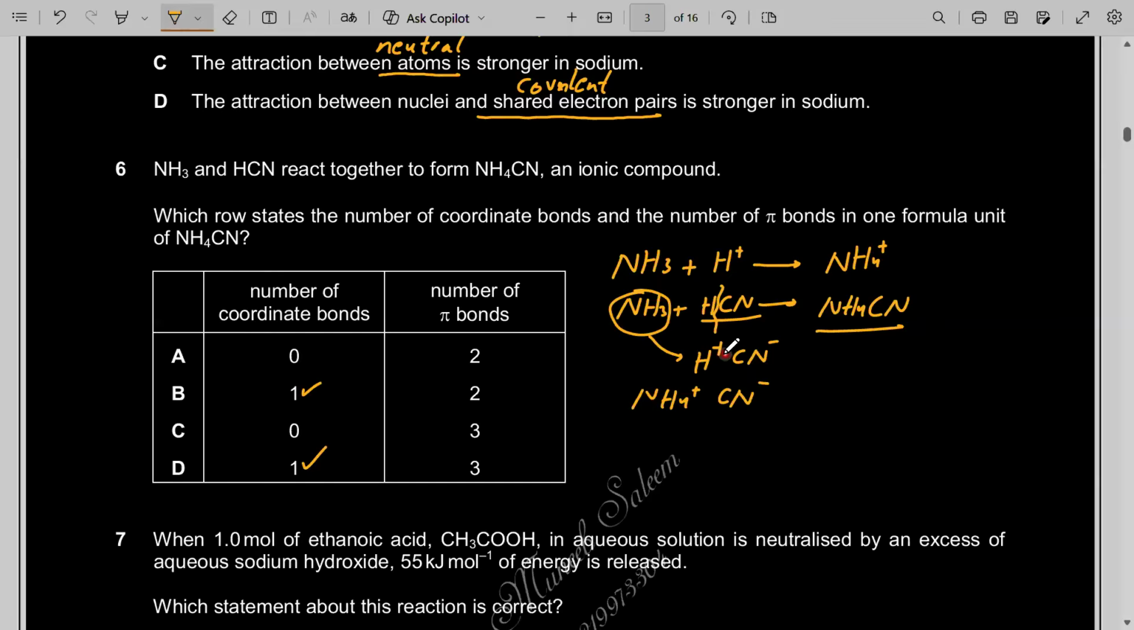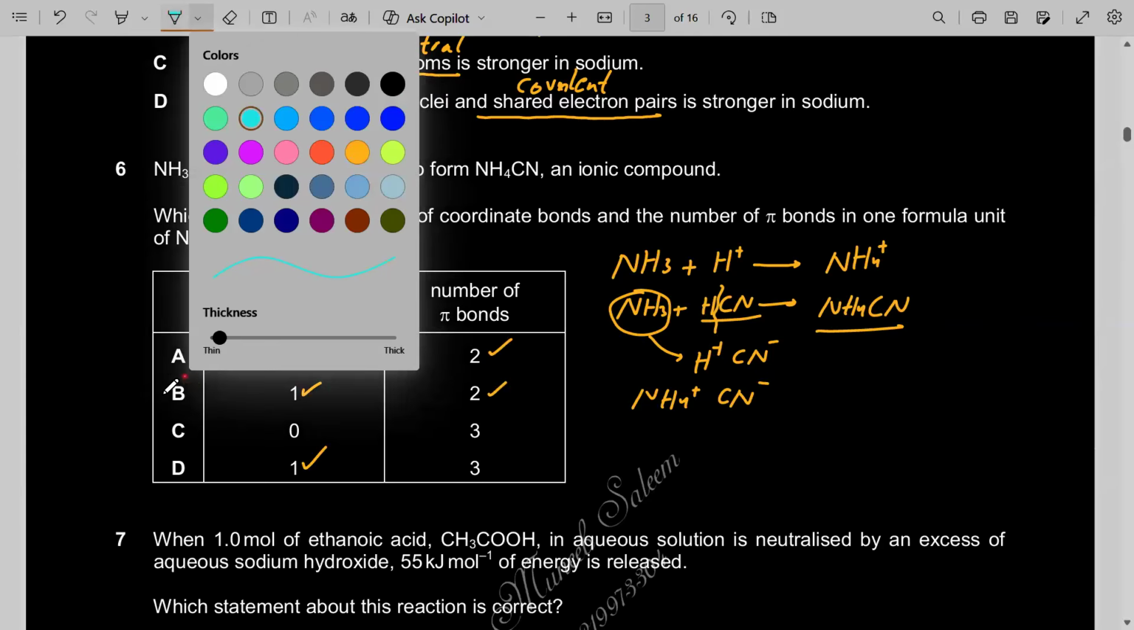So in the question, we have a similar type of bonding of the CN, which means there will be two pi bonds. So two pi bonds are there. For this reason, the correct option becomes option B.